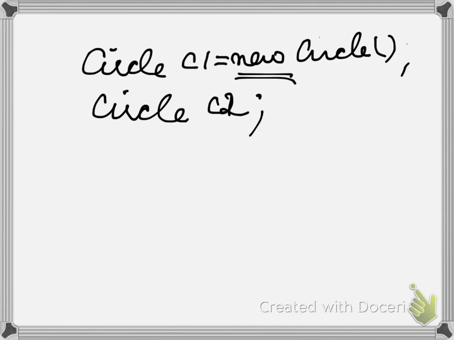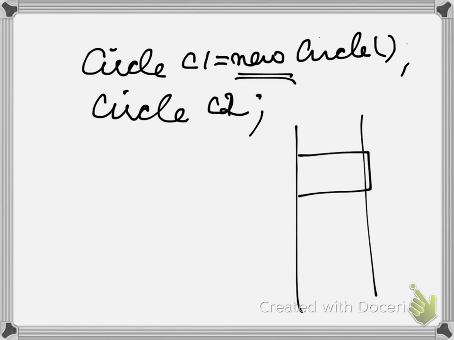Now even though this is allowed, what happens is that C2 is created, but there is no memory allocated for the object to which C2 will point. So C2 now contains a special value called the null value. So C2 does not refer to anything. It does not point to any object, because it has not been assigned any object to which it can point.